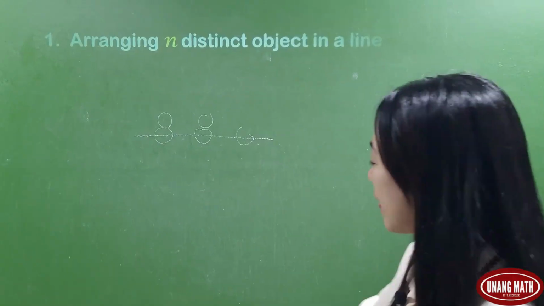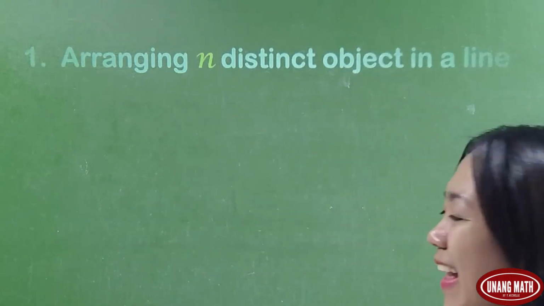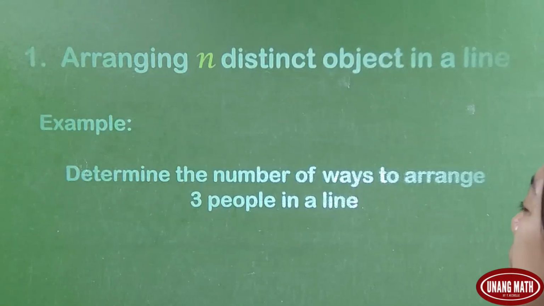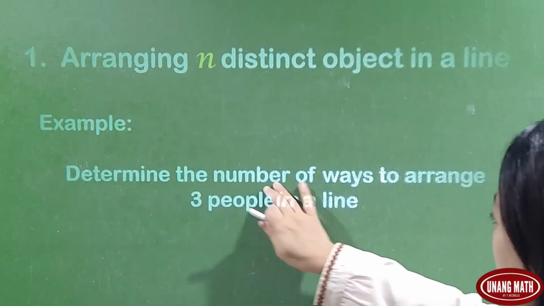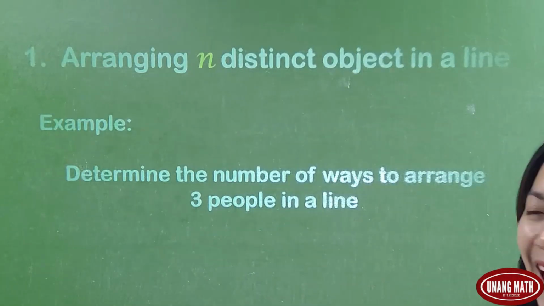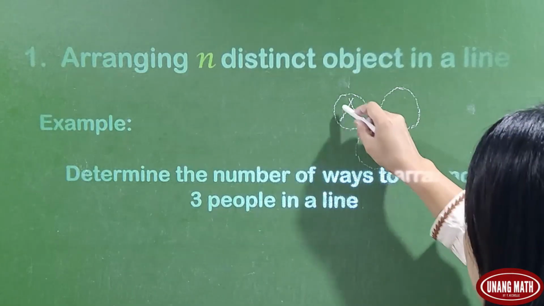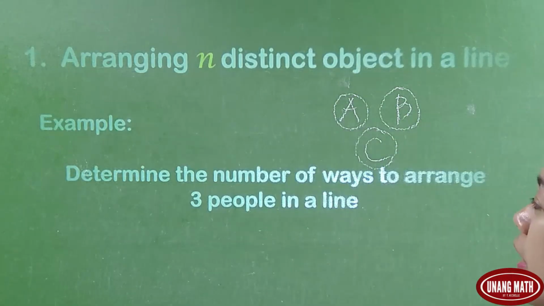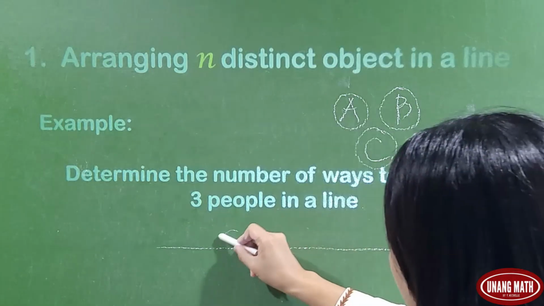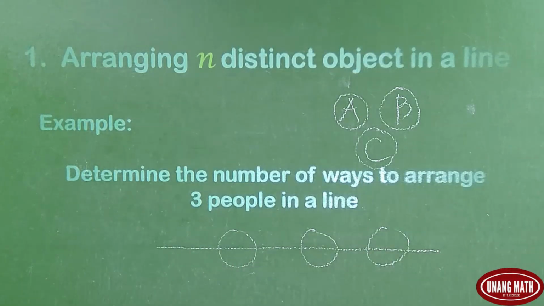Let's start with arranging n distinct objects in one line. I will explain this using an example. We are going to determine the number of ways to arrange 3 people in a line. Let's say these are the 3 people, A, B, C. How many ways are there to arrange these 3 people in one line?